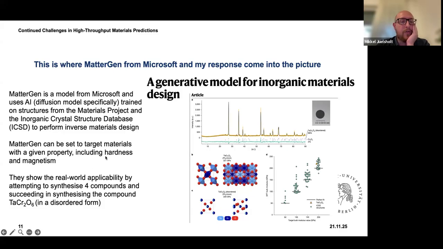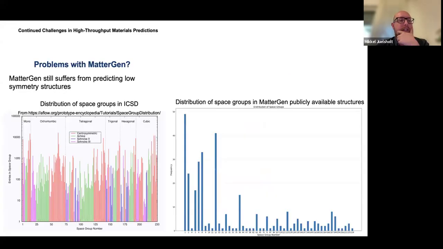You can say we want a material with a given property. In the paper they look a lot at hardness and magnetism, and then MatterGen will predict a whole bunch of structures that give you the properties you're interested in. And so they say, well, let's see if we can also make these materials. One of the things they claim to do is that they synthesized this tantalum chromium oxide in a disordered form. But again, the model starts by predicting it in an ordered form, but they synthesized it in a disordered form. And so just to delve into some of the problems.